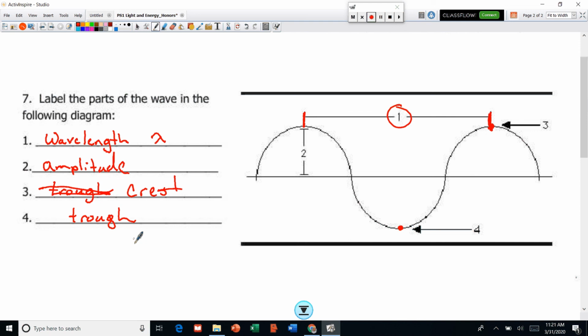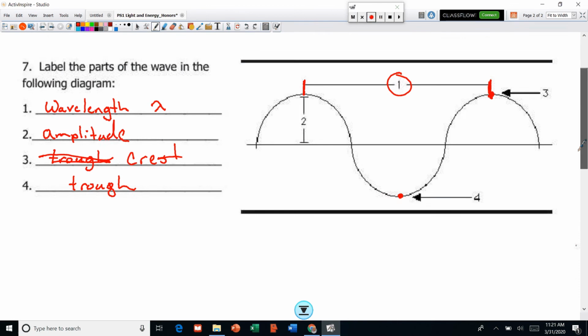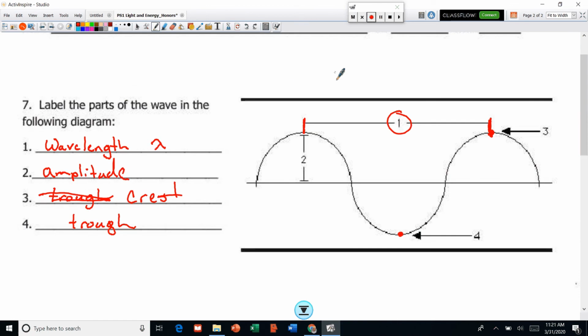I got my numbers mixed up. So number 3 would be the crest, which is the top of the wave, and number 4 would be the trough, which is the bottom of the wave. Just wanted to go ahead and go through that just in case you had some issues with it.